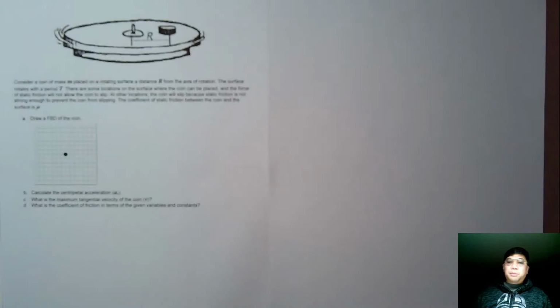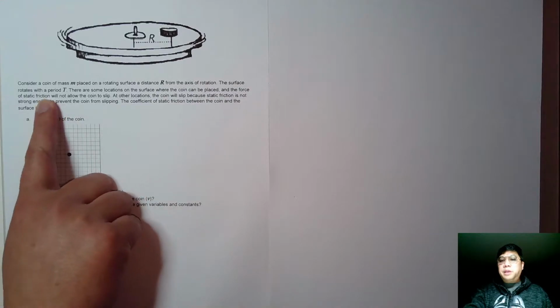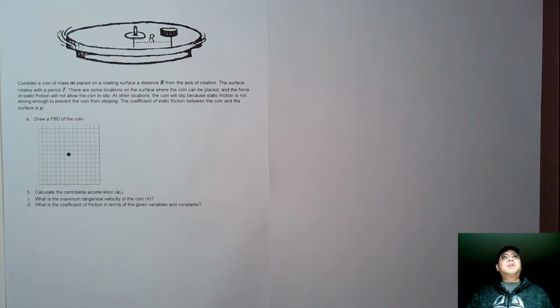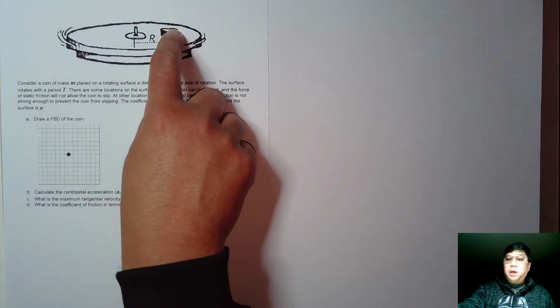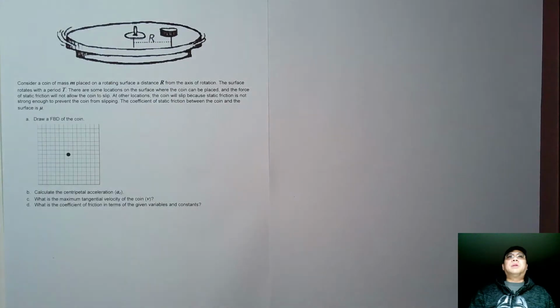Okay, so a problem states: consider a coin of mass m placed on a rotating surface a distance r from the axis of rotation. The surface rotates with a period of T. There are some locations on the surface where the coin can be placed. So you can place the coin here, or you can place it closer to the center of the rotational axis.